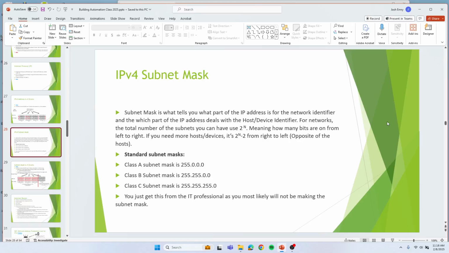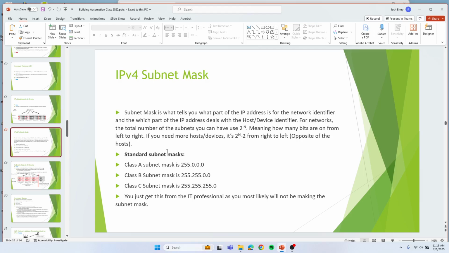Do you know that if you're using IPv4 addresses, or Internet Protocol version 4 addresses, you also have to use a subnet mask? What is a subnet mask? A subnet mask just tells you what part of the IP address is for the network and what part of the IP address is for the host, or how many devices you can have per network.